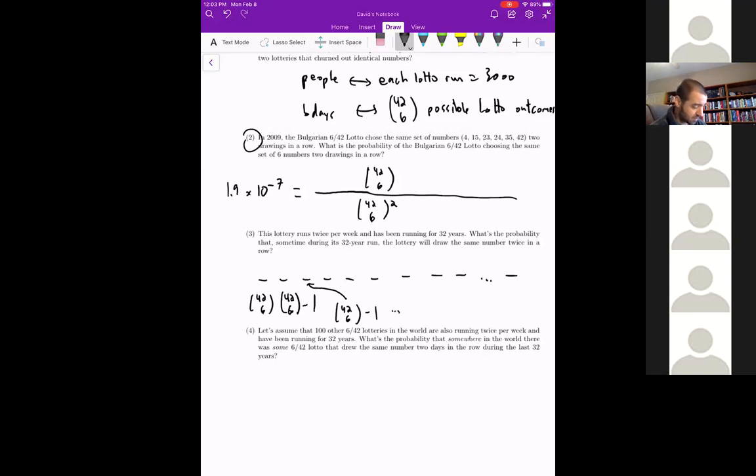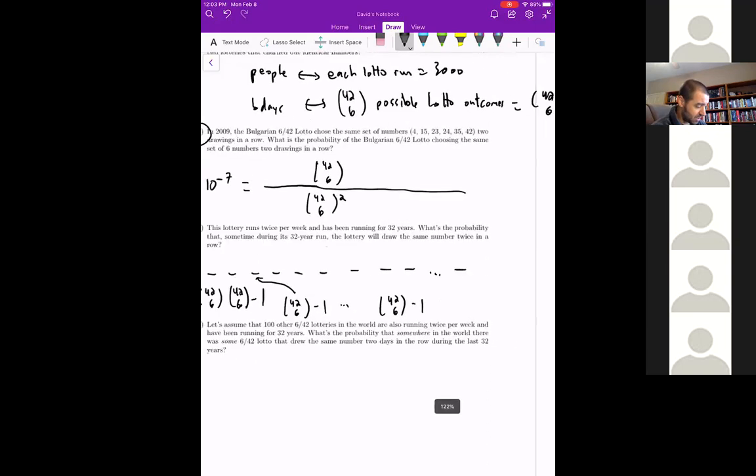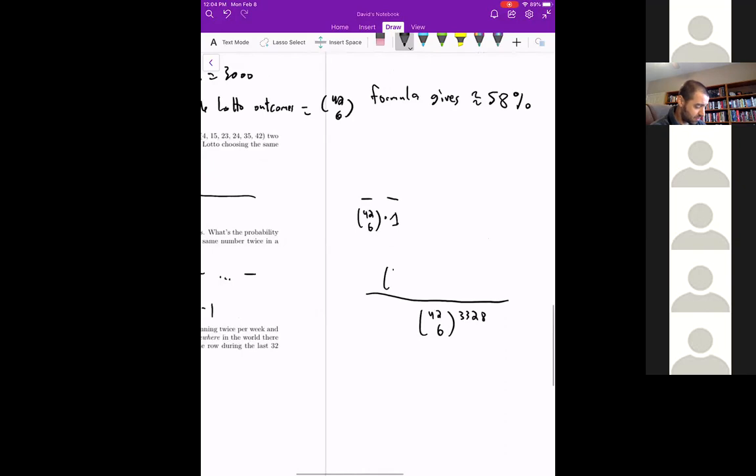So then dot, dot, dot, all the way down the line. It's 42 choose 6, minus 1. So back over here, we have 42 choose 6, and then we have 42 choose 6, minus 1, and that's all the other runs. So that's not what we want. So now, 1 minus that. I take that out of 1. Let's see what that is.